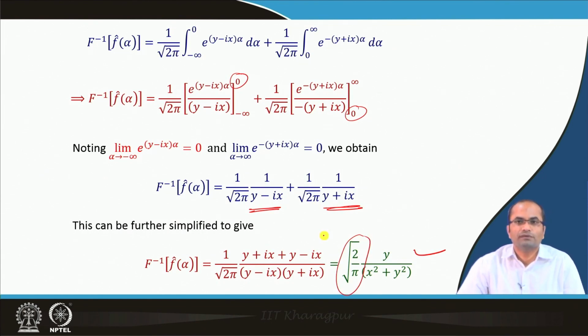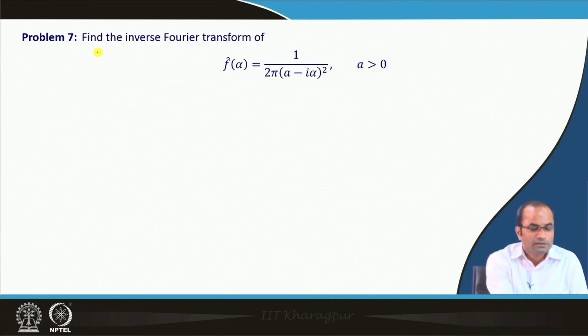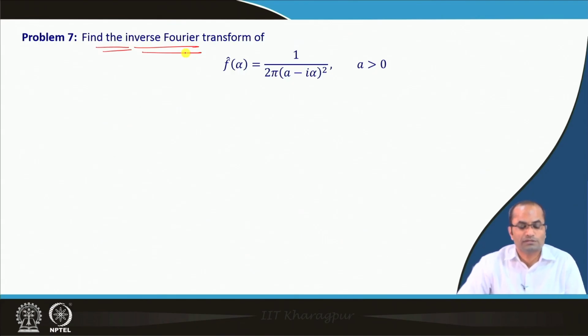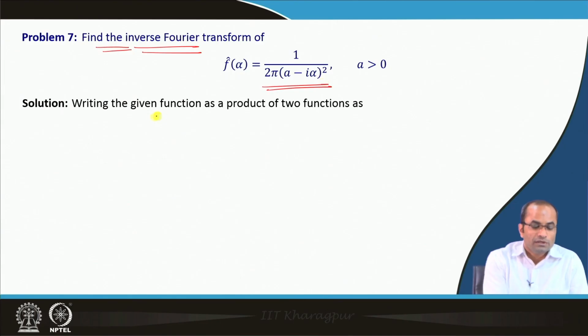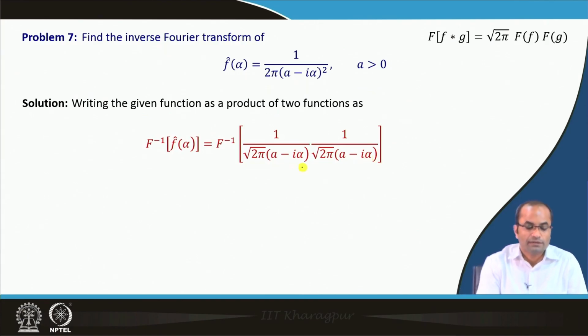So, this was the example where we have used the definition of inverse Fourier transform to get the inverse transform of such a function. This is the last example where we will be talking about the inverse Fourier transform of 1 over 2 pi a minus I alpha whole square, and here again we assume that a is positive. So, we write this as a product of two functions, that means 1 over square root 2 pi and a minus I alpha, and here again this 2 pi is baked into square root 2 pi and square root 2 pi, and then again a minus I alpha.